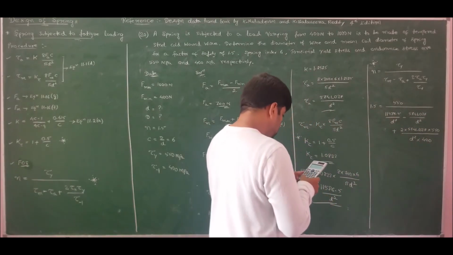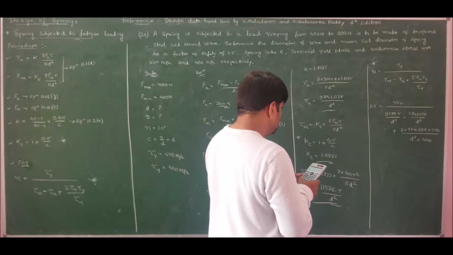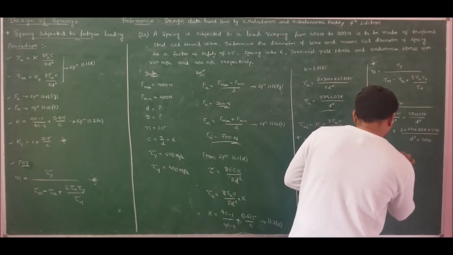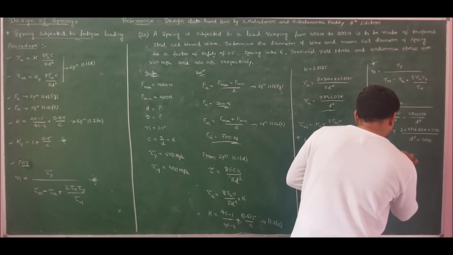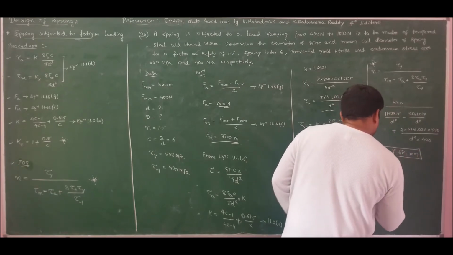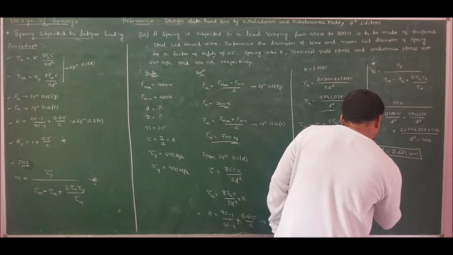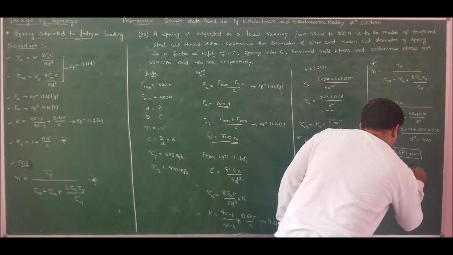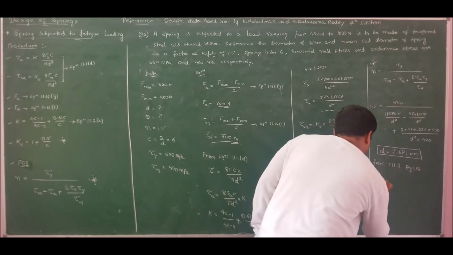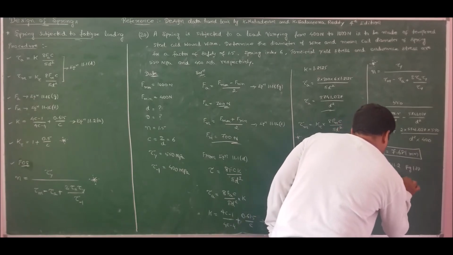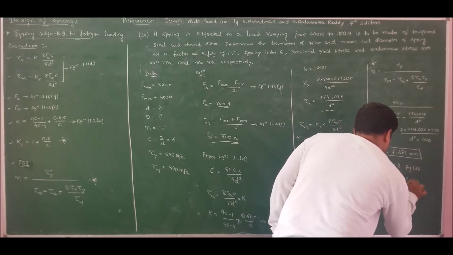Now if I solve this equation, I'll get the answer as d is equal to 7.681 millimeters. Therefore, from table 11.2 of page number 188, adopt standard wire size as d is equal to 8 millimeters.